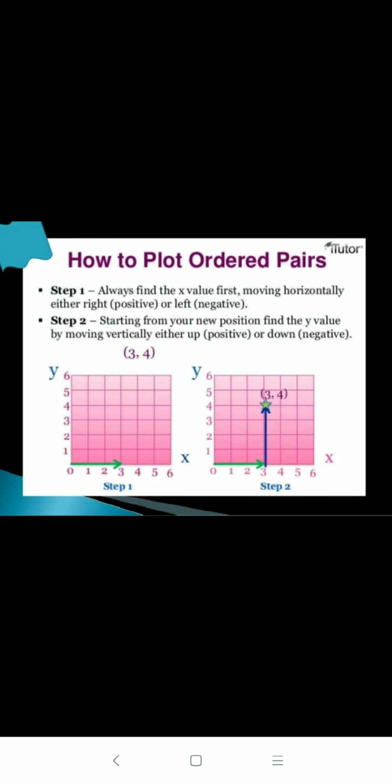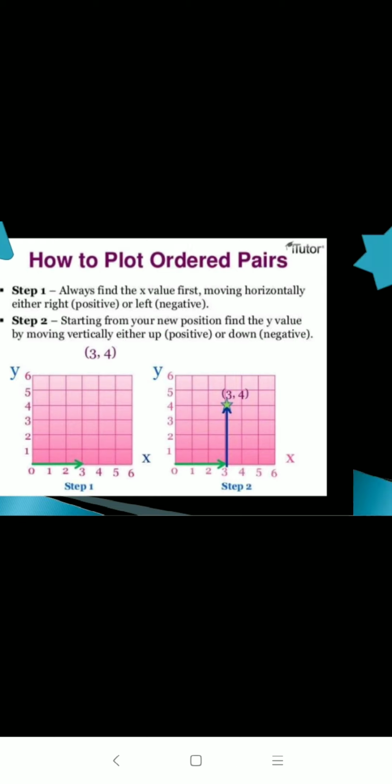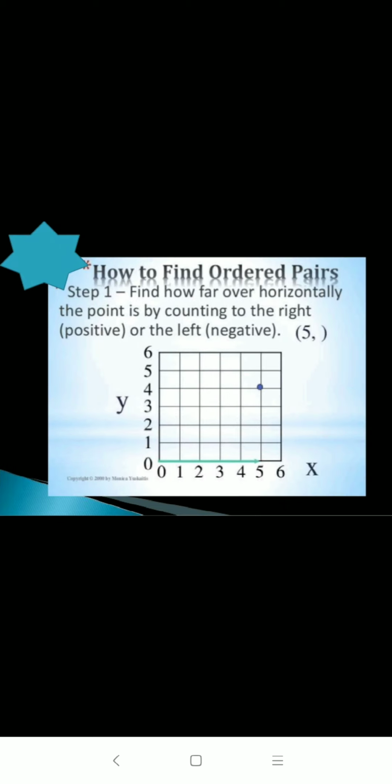How to plot ordered pairs? Here, you know that for the x and y coordinates, when we consider a point on the graph according to the quadrant and the coordinates, we name it an ordered pair. So, to find the ordered pair, look at the point mentioned on the graph. The point in blue color is shown with the coordinates 5, 4.